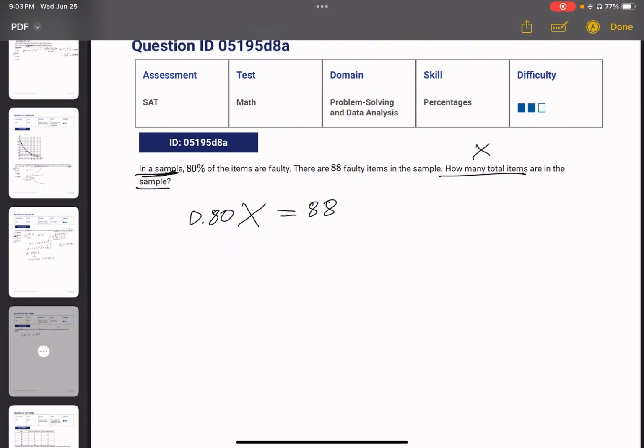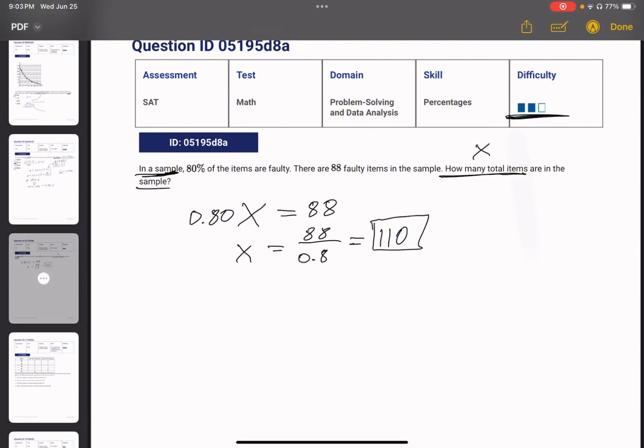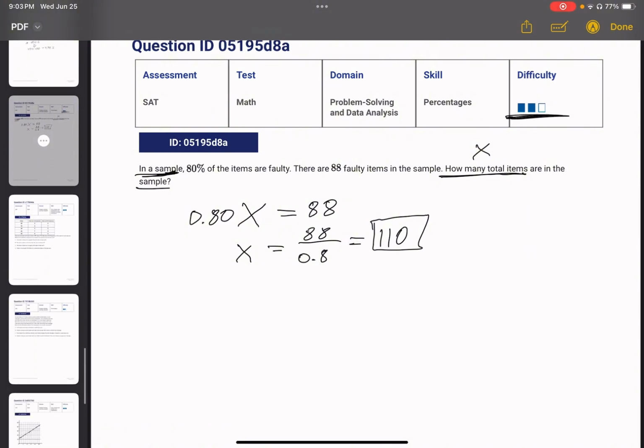So now it's asking for how many total items. So we isolate this variable. X is equal to 88 over 0.8. And your answer from that is going to be 110 items in the sample. Very simple and easy problem as long as you know how to set up your different variables. This is a fill-in question. You're going to put 110 into the computer and you should get your points. Not too hard of a problem.